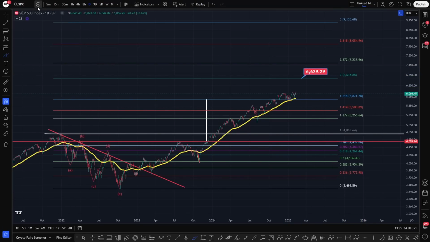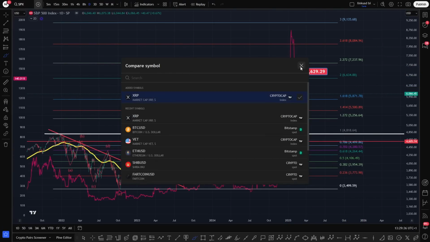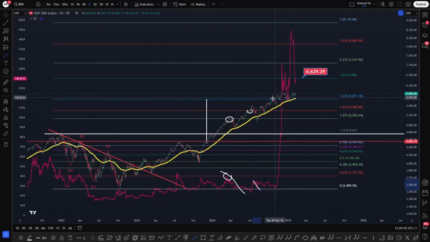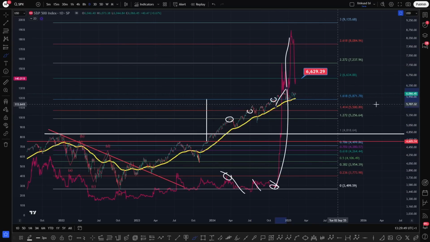So if we drop the XRP pricing again, this is why I do think at this point, if you take a look, right on cue on these fibs, look at that. There was your 1.272, XRP corrected. There was your 1.414, XRP corrected. There was your 1.618, XRP corrected right on cue back before the breakout, as this broke out as well.